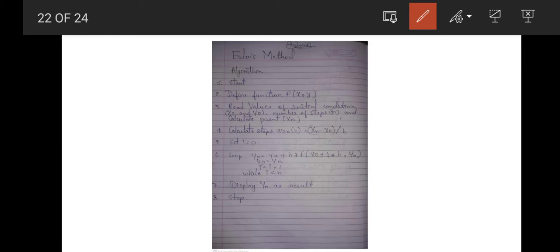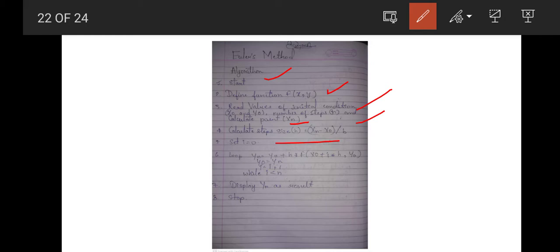So now we are understanding its algorithm. First, start, then define the function f(x, y), which is our differential function. Then we have to read our initial conditions x0 and y0, define the number of steps, and insert the point for which we have to find the value, that is xn.